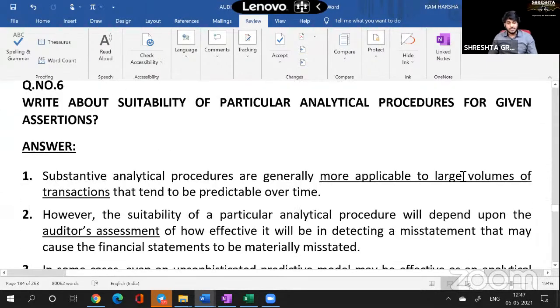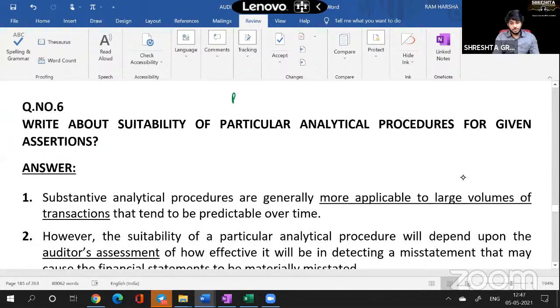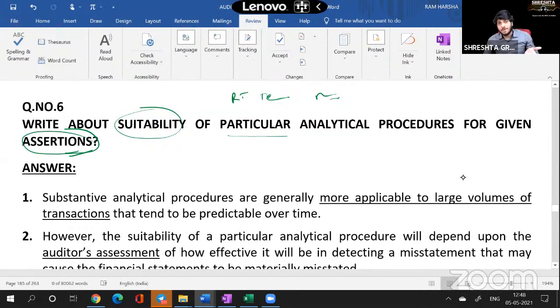Next. Sir, you said so many methods: reasonableness test, trend analysis, ratio analysis. Which is suitable for a particular assertion? Suppose it is purchases. For purchases, which method is useful? For sales, which method is useful? For employee cost, which method is suitable? For fixed assets, which method is suitable?